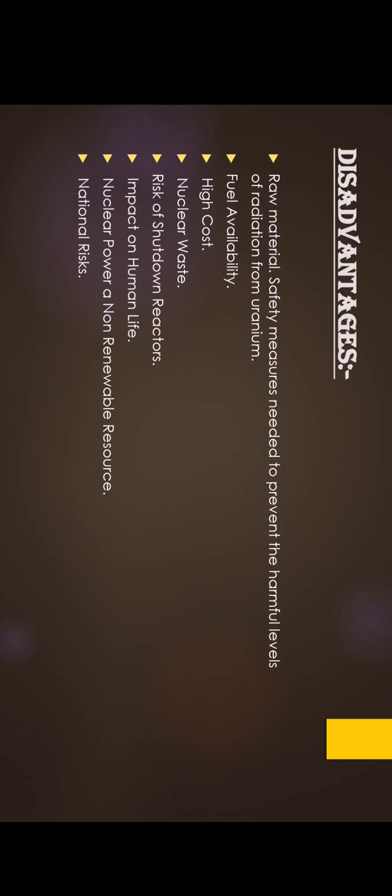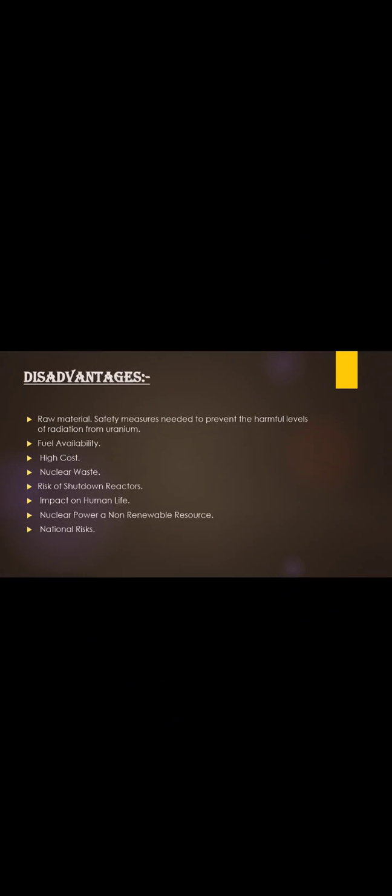So, disadvantages of a nuclear power plant: safety measures are needed to prevent harmful levels of radiation from uranium. Fuel availability, high cost, nuclear waste, risks of shutdown reactors, impact on human life, nuclear power is a non-renewable resource, national risk. So these are the disadvantages of a nuclear power plant.